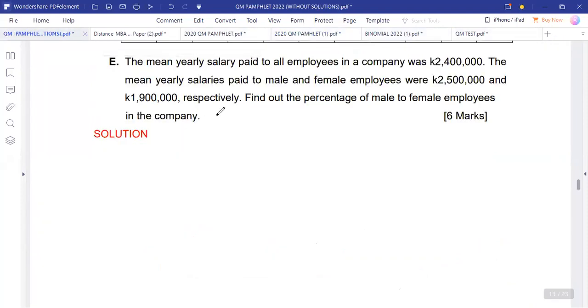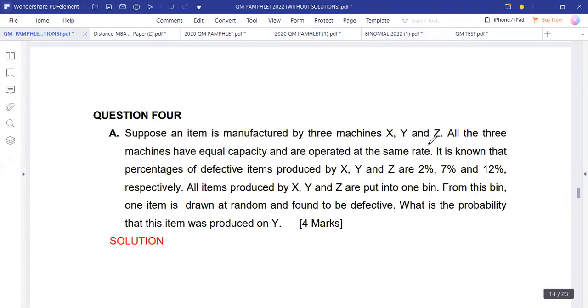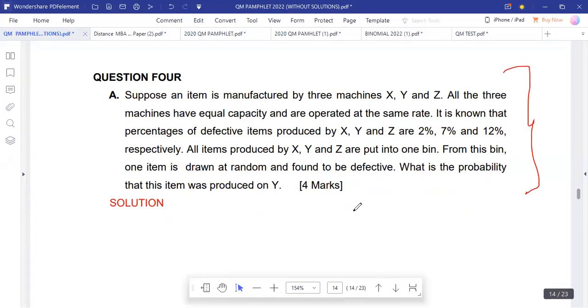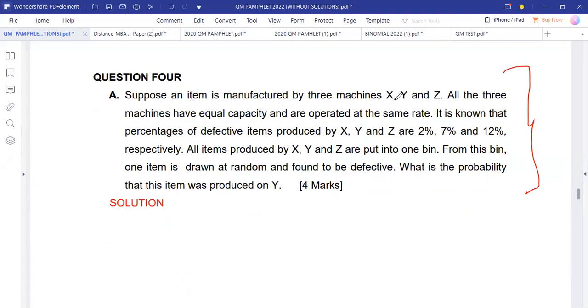So I'm glad you're appreciating this. So this is what came. I don't know whether it was in your assignment or in the previous test. So let's try this together. Suppose an item was manufactured by 3 machines, X, Y, and Z. All the 3 machines had equal capacity. Meaning that, adding up to 1, this was 1/3, 1/3, and 1/3.